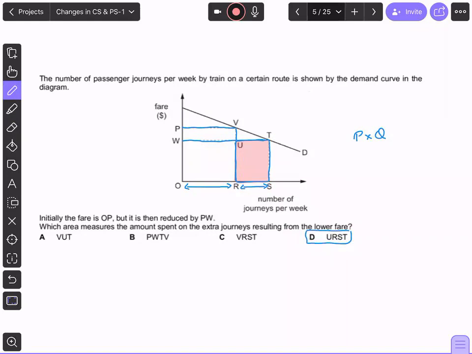Is that clear? नहीं, B नहीं होगा. B तो बेटा PWTV होता है, reduction in the consumer, increase in the consumer surplus. B वो होता. Price कम हो गया और quantity ज्यादा हो गई, तो बोल रहे हैं extra journeys पे कितना पैसा लग रहा है.